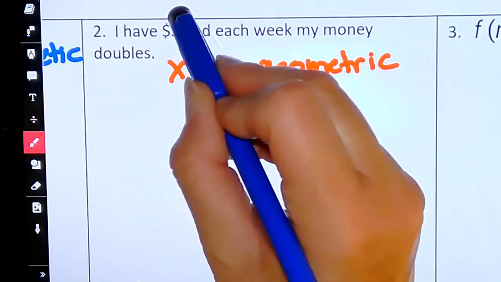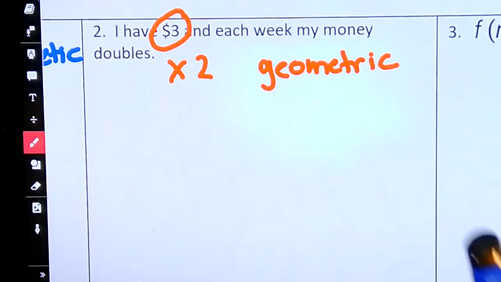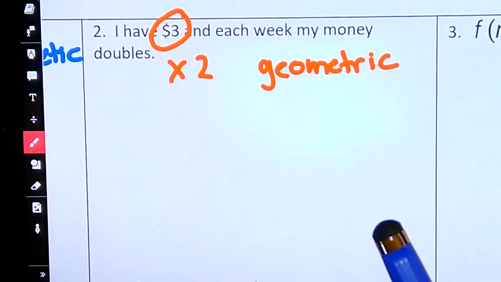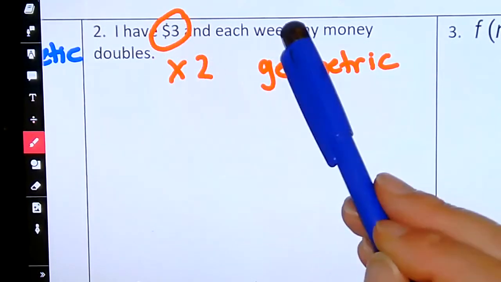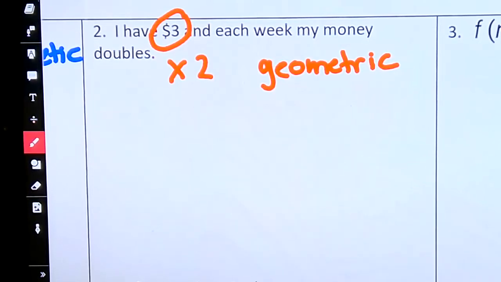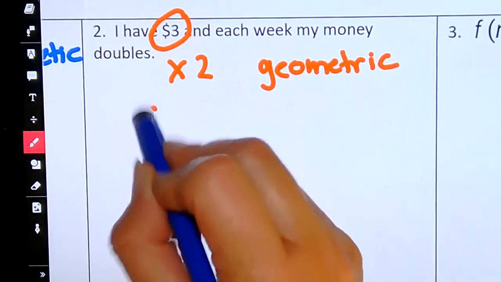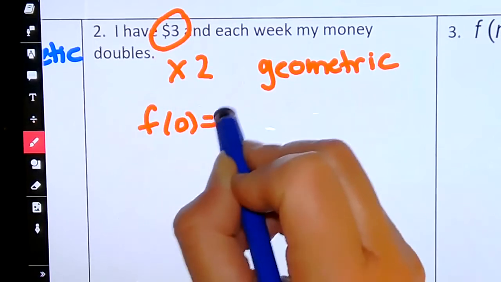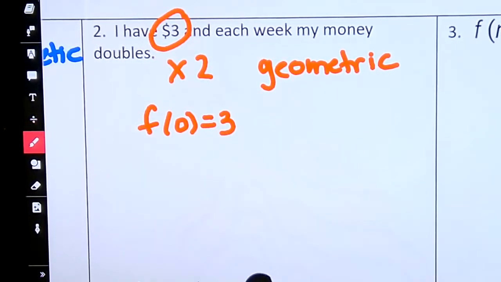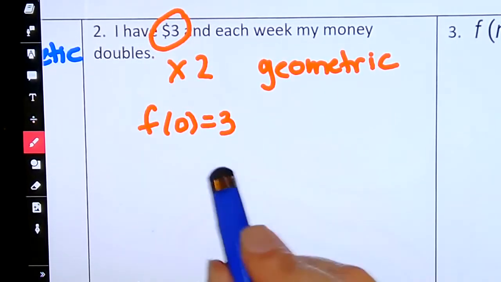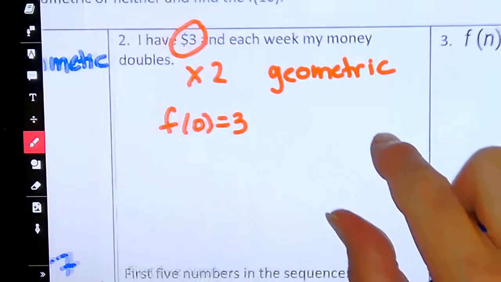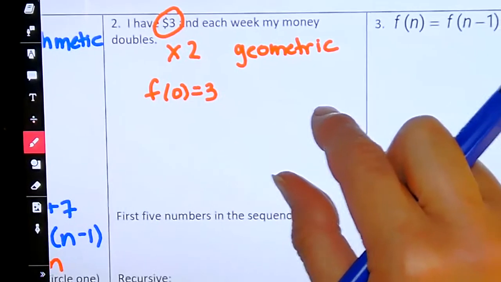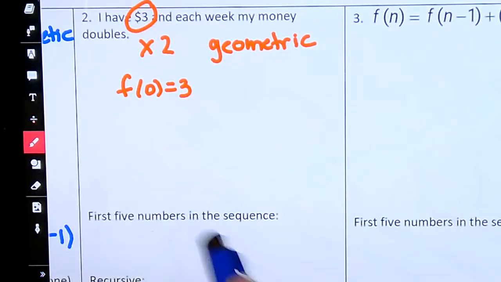Now we need to decide what this 3 is. Is this my 1 or is this my 0? I have $3 and each week it doubles. It hasn't doubled yet, so this is not week 1. This is week 0. So f of 0 is 3. It's not 1. Once I double it and make it a 6, then that's going to be my first week. Now, first 5 terms of the sequence.